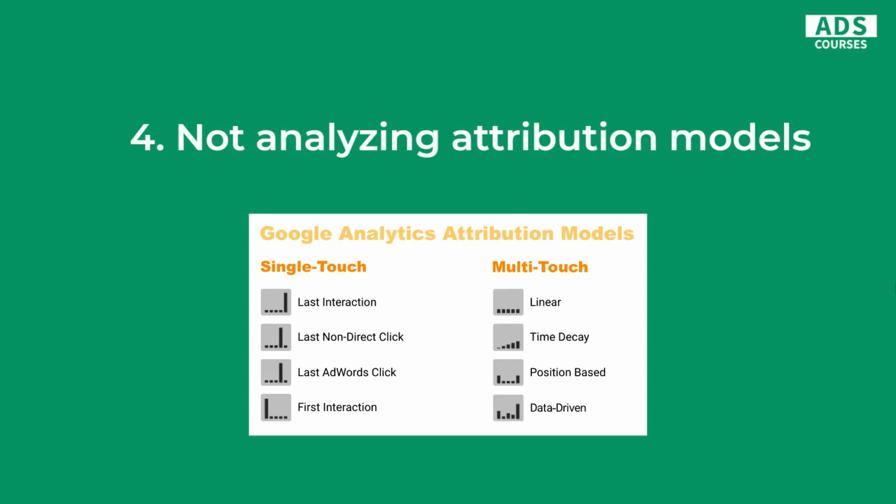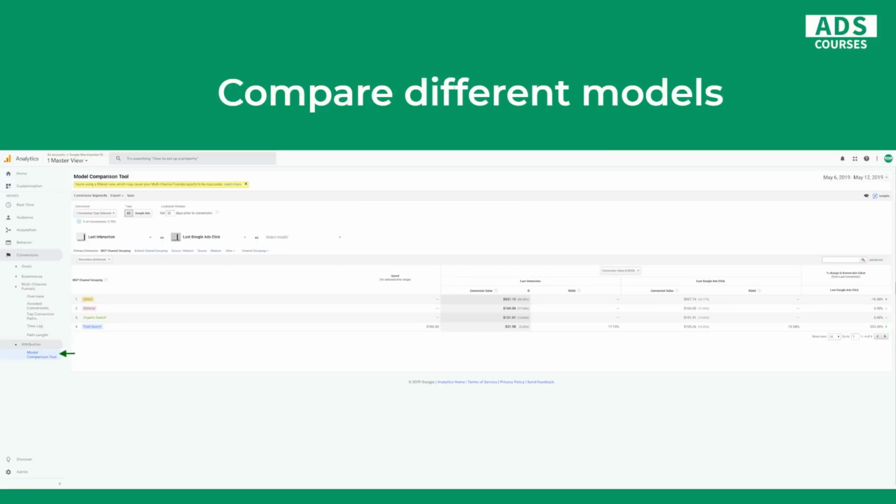Another mistake is not analyzing the attribution models. There are many different default attribution models in the Google Analytics or Google Ads interface, and you should always analyze them before making any important decisions. I won't tell you now which one is the best because it depends on your business, but in general I like to use position based or linear. But if data driven is available for you, you should always switch to the data driven attribution model. And you can compare the different models in the Google Analytics interface over here.